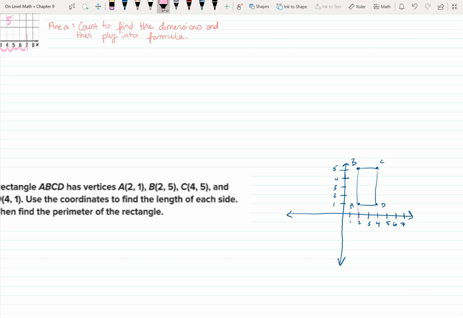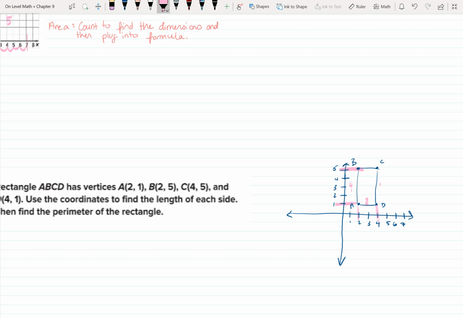So this side, AD, is from 2 to 4. So I know that is 2. This longer side of the rectangle, I know it ends at 5. It starts at 1. So from 1 to 5, that's 4 steps, right? 1, 2, 3, 4. So now I know the dimensions of this rectangle.